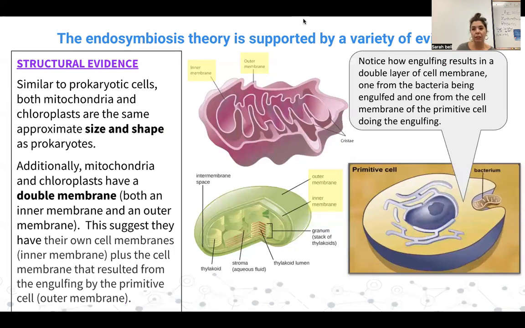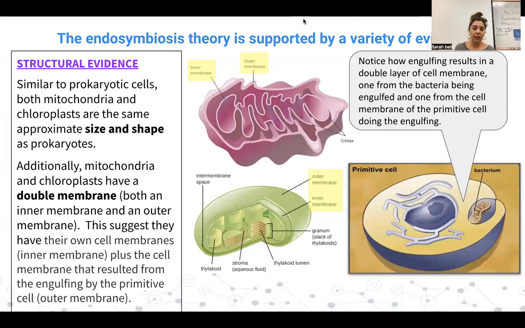In the picture, they're labeling it as a bacterium, but we know this is like a pre-mitochondria. Essentially, a little vesicle forms around it. And as the vesicle forms around it, we know that vesicle is made out of phospholipids. So this is actually how the second membrane, the outer membrane, forms.